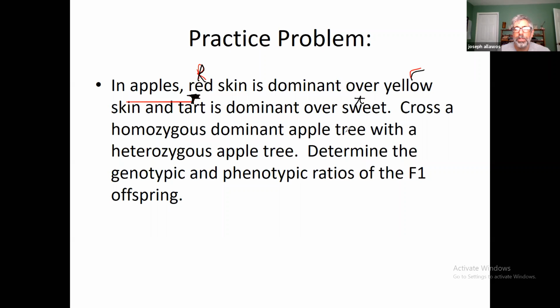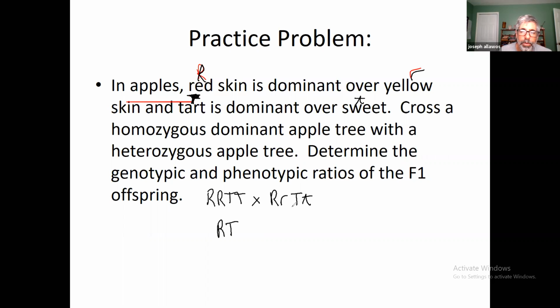Okay. Now it says, cross a homozygous dominant apple tree with a heterozygous apple tree. So if it's homozygous dominant for both traits, we're going to have big R, and big T, crossed with heterozygous. Hetero means one of each, so a big R and a little r, and a big T and a little t. So we're crossing these two parents together. Now this first parent, when we go to figure out the gametes, remember the R's and the T's get pulled apart. There's no options here really, right? You're going to get a big R and a big T. It's the only gamete this parent can make.